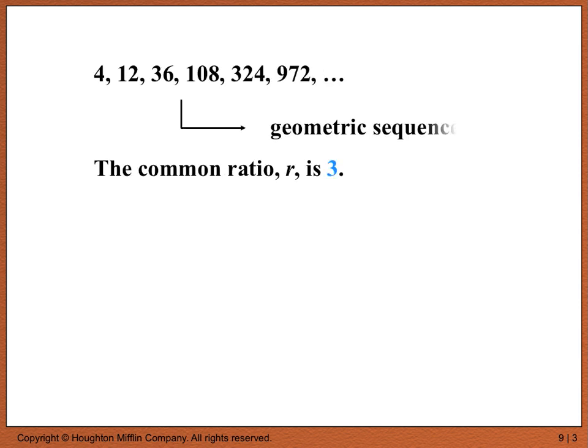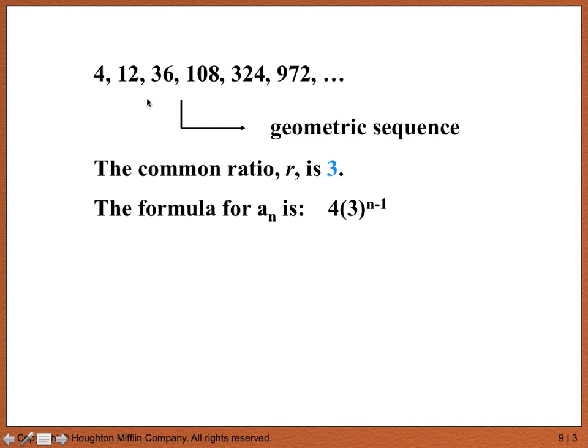In this sequence, the common ratio r is 3, and again, we can verify that as we did in the last screen. 12 divided by 4 is 3. 36 divided by 12 is 3. 108 divided by 36 is 3, and so on. The formula for a sub n is 4 times 3 to the n minus 1 power. Again, you should see the same pattern at work. 4 is our first term, 3 is our common ratio, and I have n minus 1 as my exponent.